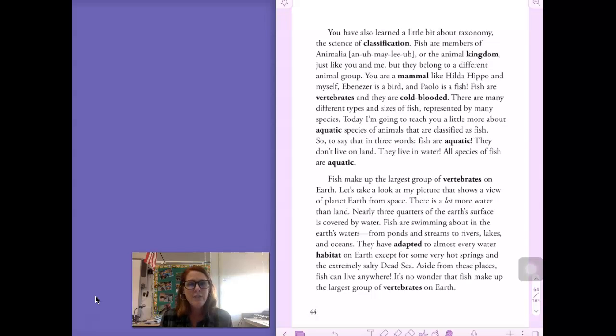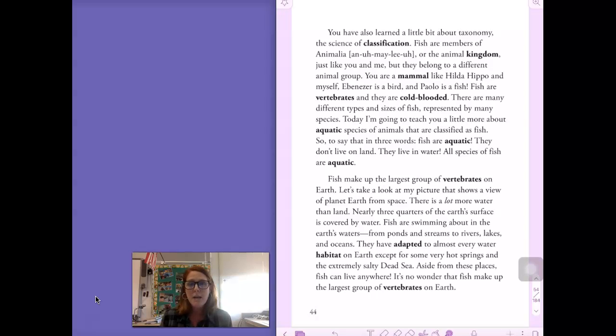So, to say that in 3 words, fish are aquatic. They don't live on land. They live in water. All species of fish are aquatic. Fish make up the largest group of vertebrates on Earth. Let's take a look at my picture that shows a view of planet Earth from space. There is a lot more water than land. Nearly 3/4 of the Earth's surface is covered by water.